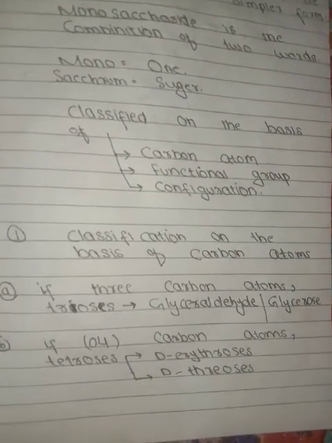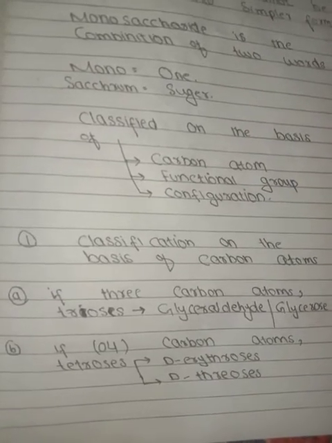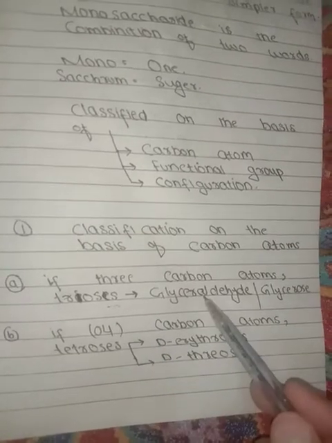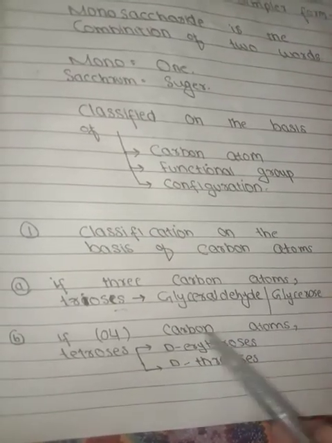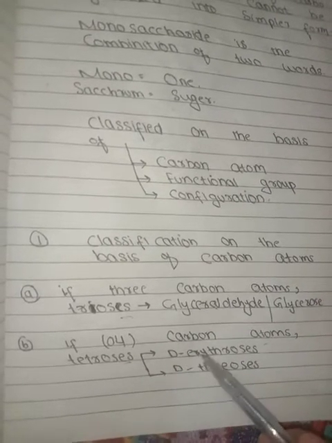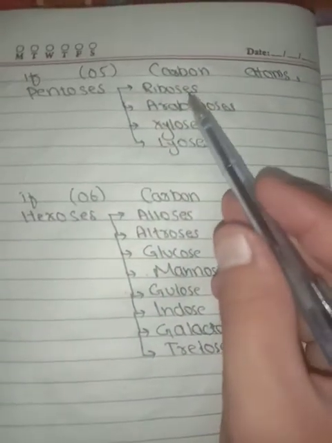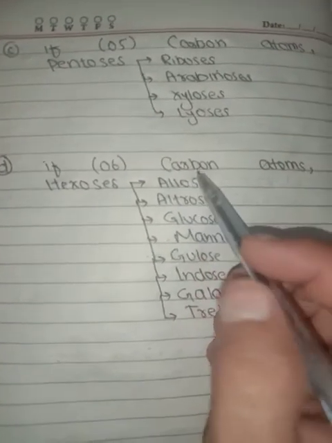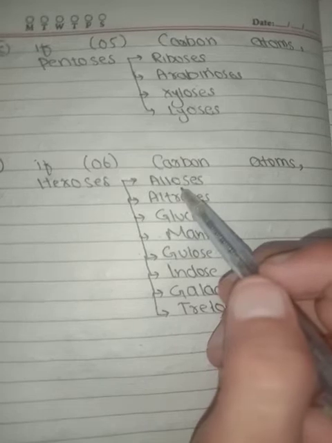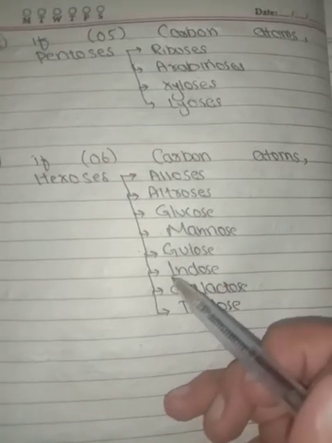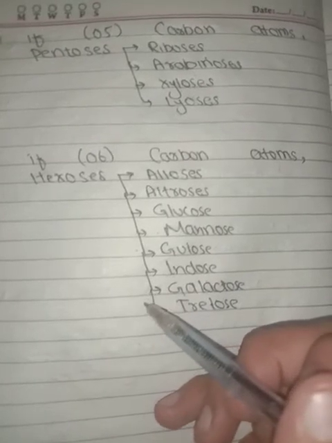So this is the classification on the basis of carbon atoms. If 3 carbon atoms, trioses, glyceraldehyde, which is also known as glycerose. If 4 carbon atoms, tetroses, which contain erythrose and threose. If 5 carbon atoms, it contains riboses, arabinoses, xyloses and lyxoses. If it contains 6 carbon atoms, it contains alloses, altroses, glucoses, mannoses, guloses, idoses, galactoses, taloses.